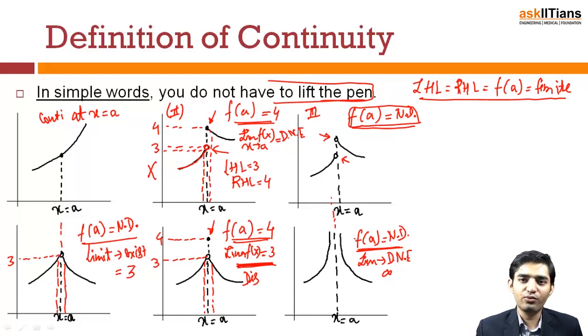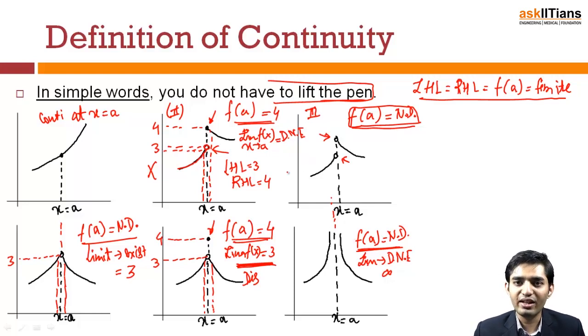Okay, so there are two things for checking out the continuity of the function. Either you can check directly from the graph whether you have to lift the pen or not. If you are not lifting the pen, then the function will be continuous. If you are lifting the pen, then the function will be discontinuous. Okay, this is the first thing. Second thing is, if you want to mathematically check whether the function is continuous or not, first find out the value of the function at x equal to a, at the point at which you want to check for its continuity or discontinuity, right?